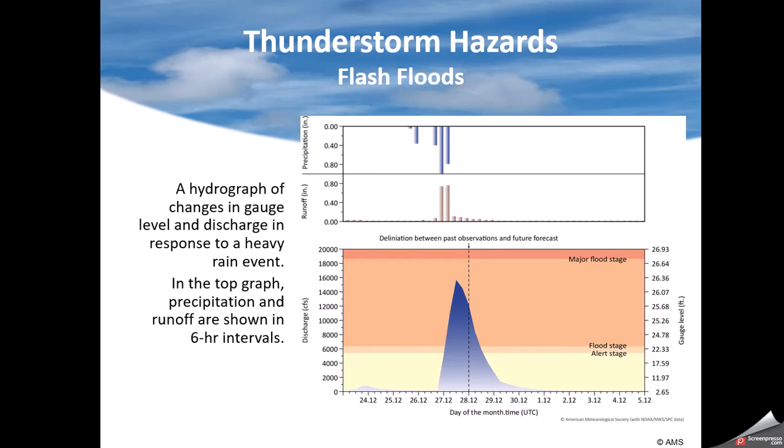Flash floods, think about it. There's lots of moisture coming into thunderstorms, so there's going to be lots of precipitation with them. So with that, many of the urban areas cannot hold a lot of very heavy rain.